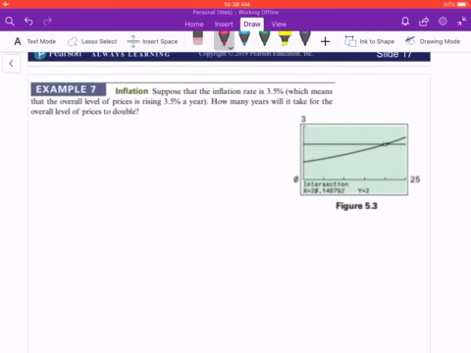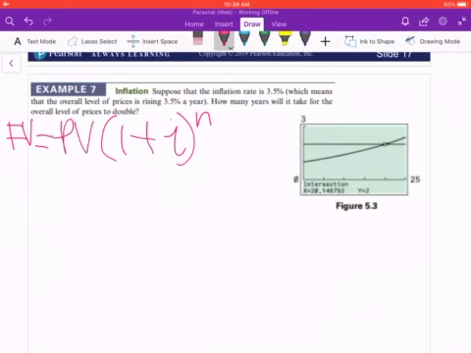Now for the next example, we are going to use the same formula. Present value is equal to 1 plus I to the power n, and this is actually wrong. It is future value is equal to the present value times that.